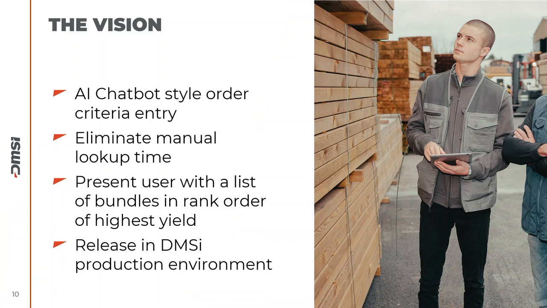So our vision is an AI chatbot style order entry where they would type in the criteria, and we'll show you that example next. It would then automatically display the bundles that are highest yielding. Currently, they have to manually go find which bundles fulfill the order best, which potentially takes 15 to 20 minutes per line item for a complicated criteria order. The vision is that we would present them with just a list in ranked order of highest to lowest yielding. And our goal is to release this in the DMSi production environment and release it to customers.